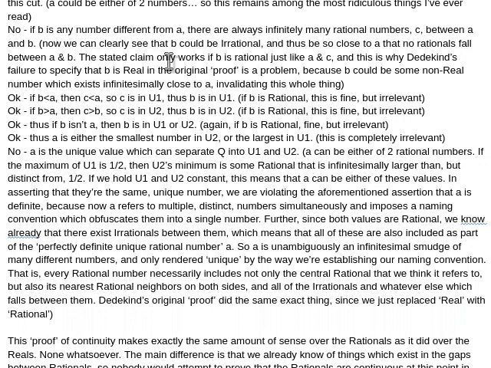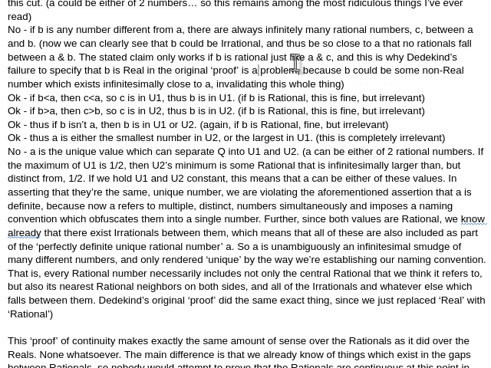We can clearly see that B could be irrational. Okay? Because here, the way we've set it up, we know that there's gaps between the rational numbers. B could be irrational, and it could be so close to A that no rationals fall between A and B. So the stated claim only works if B is rational, just like A and C. And this is why Dedekind's failure to specify that B is real in the original proof is a problem. Because B could be some non-real number which exists infinitesimally close to A, invalidating the whole thing. Right?